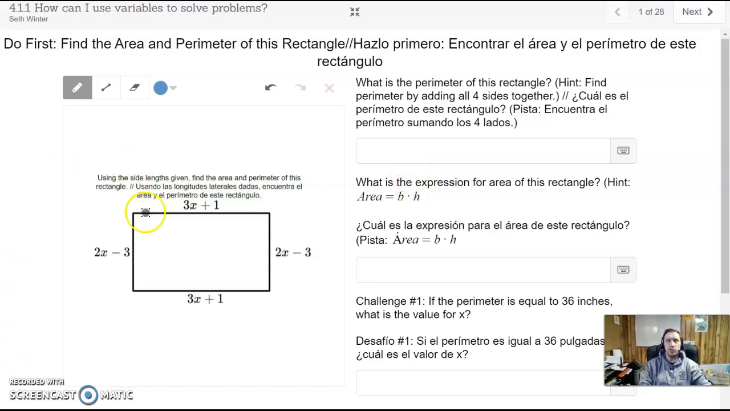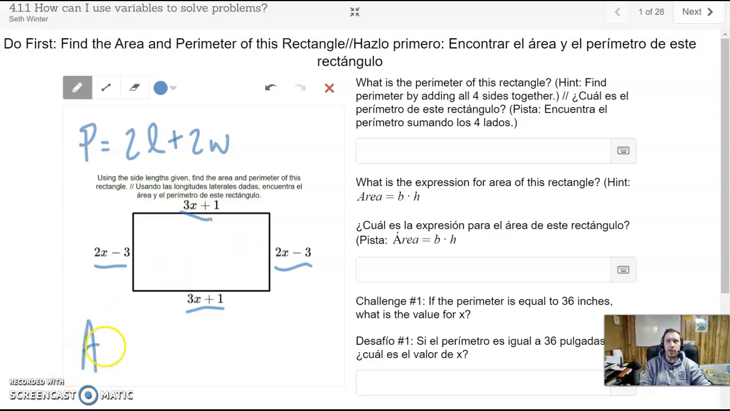So this do first says, use the side lengths given, find the area and perimeter of this rectangle. Well, do you remember, we find perimeter by just adding up each of the side lengths of our object. So here we have a rectangle, we're going to add up all four of these side lengths. And so, we could call this the height and the base and a height and a base, or sometimes you see 2L plus 2W, which just means both lengths and both widths.